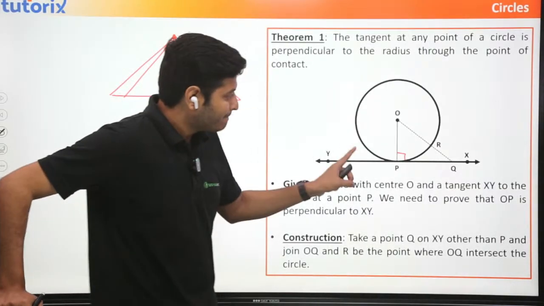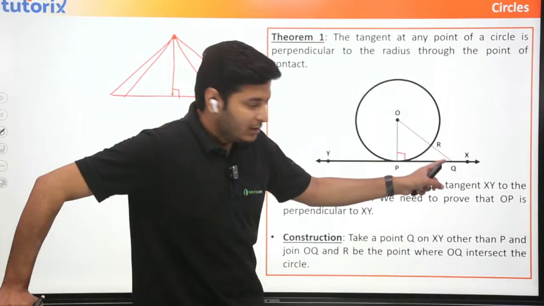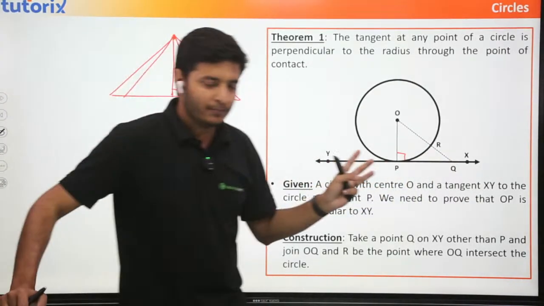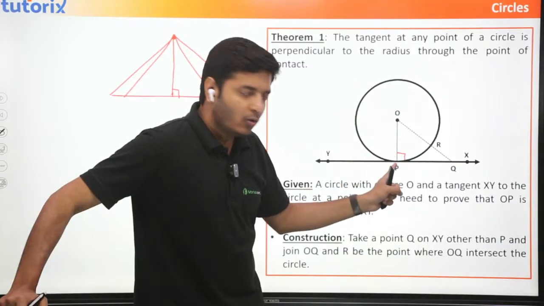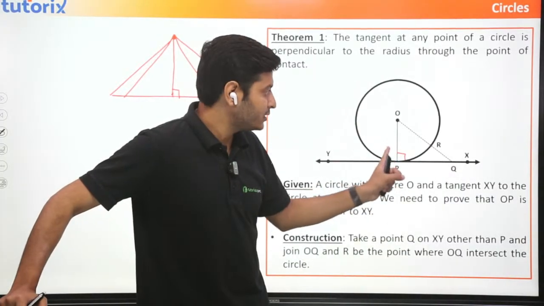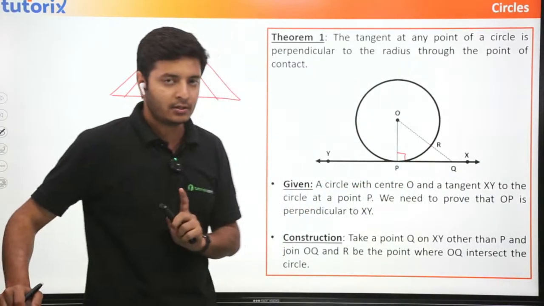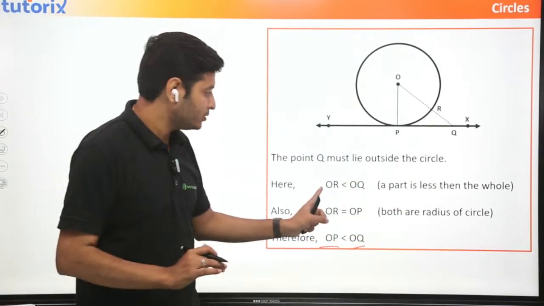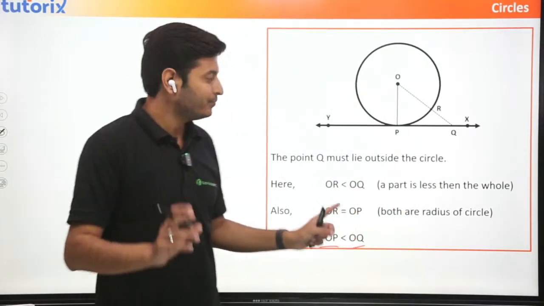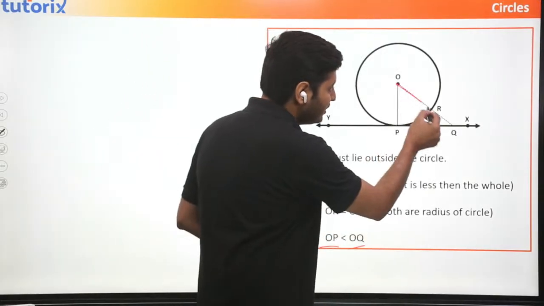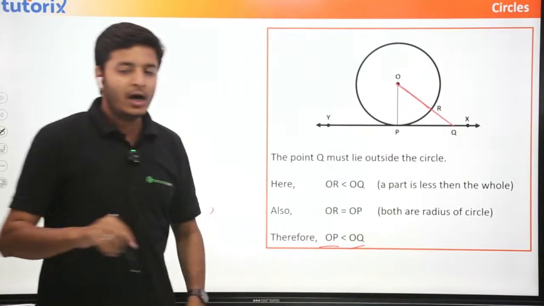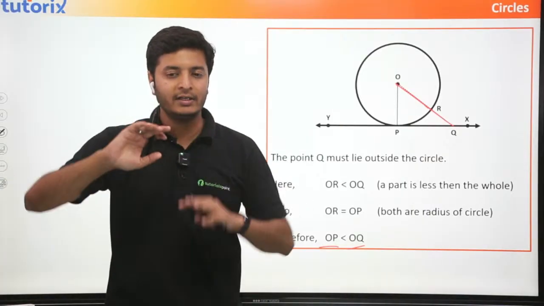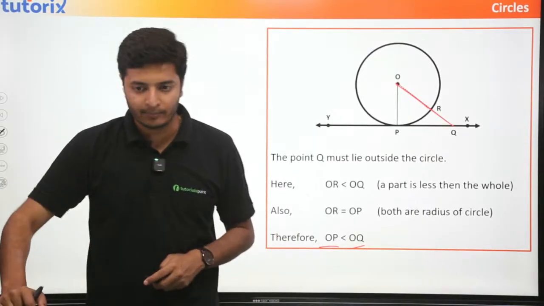Now, see, I told you the concept of the distance between any point and the line segment, no? This OP is nothing but the radius of this circle. OR is also the radius of the circle. So OQ is greater than the radius, correct? That is written here only because OR is less than OQ. Why? Because OR is nothing but a part of this OQ. A part will always be smaller than the whole. This is a concept from the 9th class Euclid's geometry.